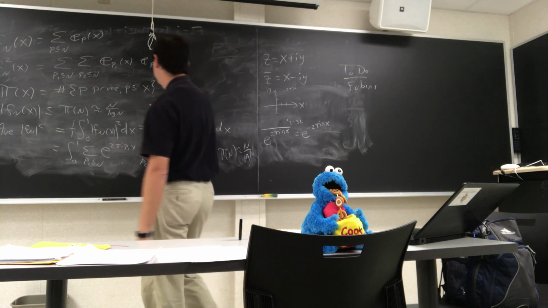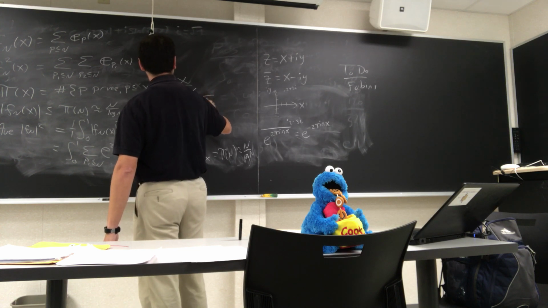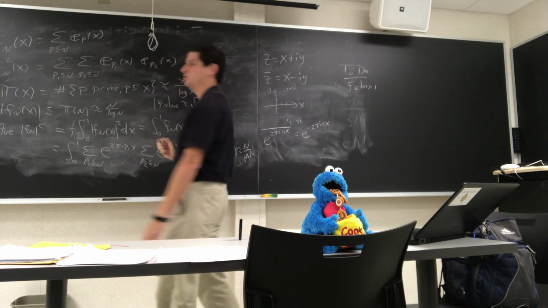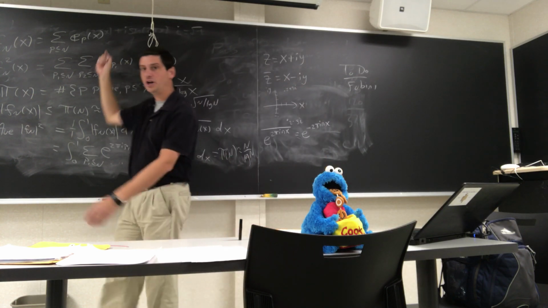So we might guess that F_n on average is maybe like the square root of n over log n, because it's squares of size n over log n. What this is telling you is there's a lot of cancellation.